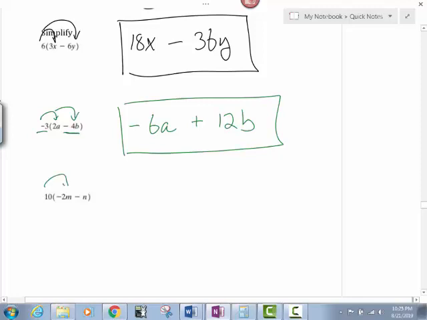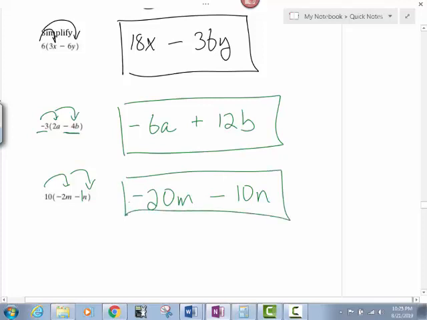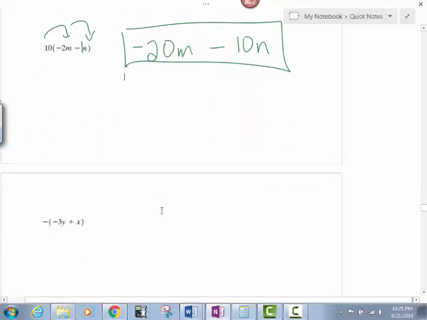Let's do the same thing for the next one here. We're just multiplying. 10 times a negative 2 is a negative 20 with an m. Minus, I can think of the number in front of that n as a 1. 10 times negative 1, negative 10 with the letter n.